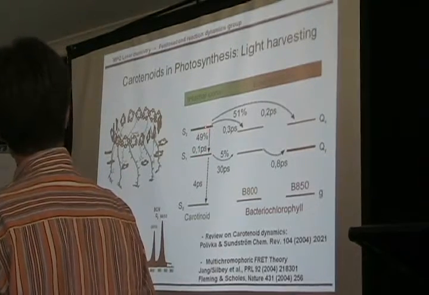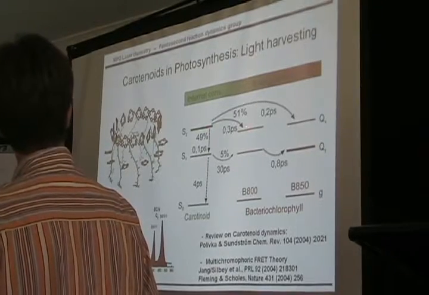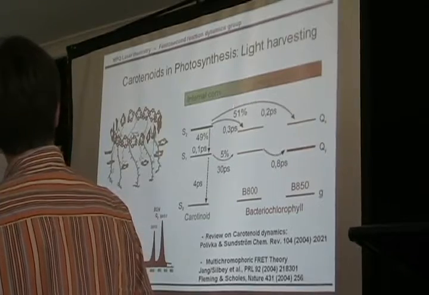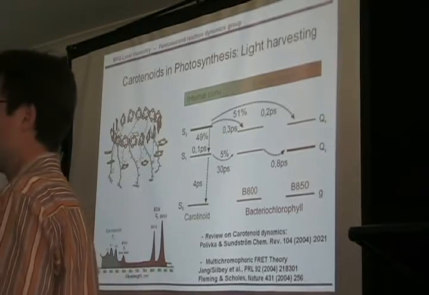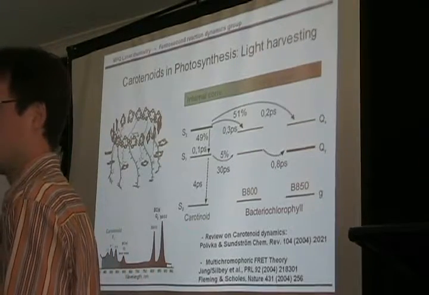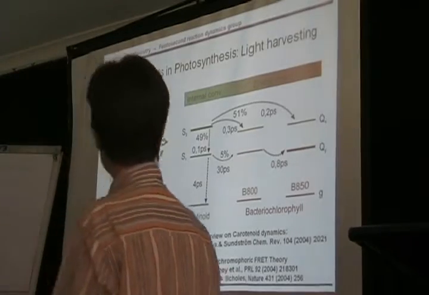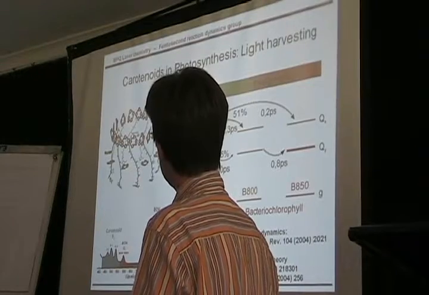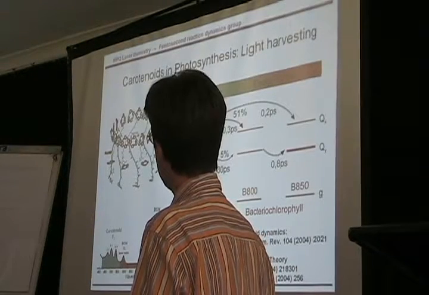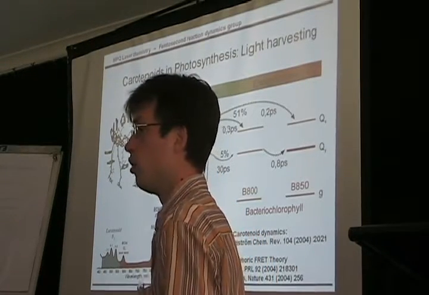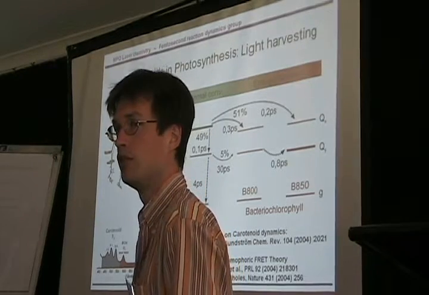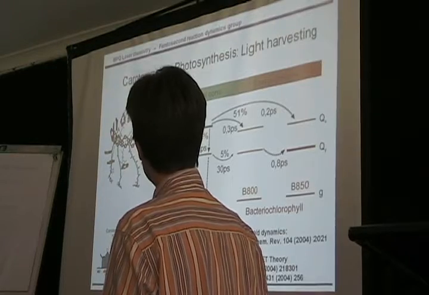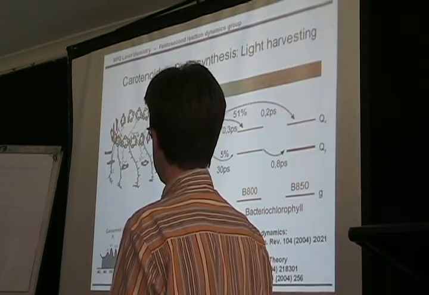And from there, it can hop to the B800 or directly to the B850. Approximately 51% of the absorbed energy does that. But in this particular complex, 49% undergoes internal conversion to the S1 state, so essentially it is more or less lost for energy collection. And from there it goes further down to the ground state.